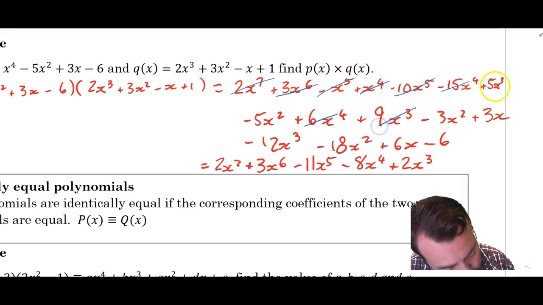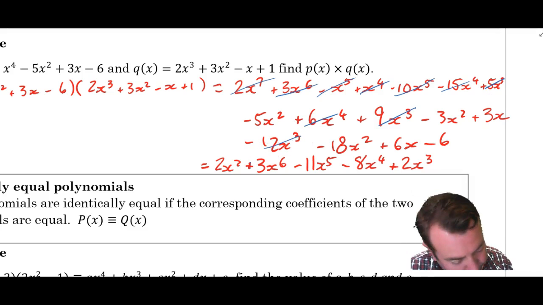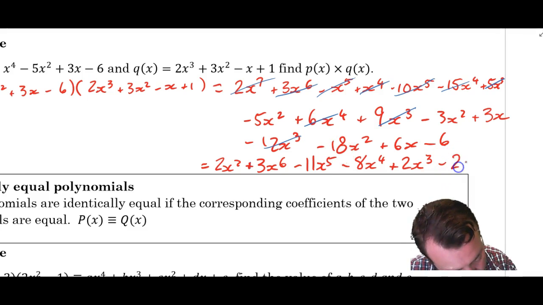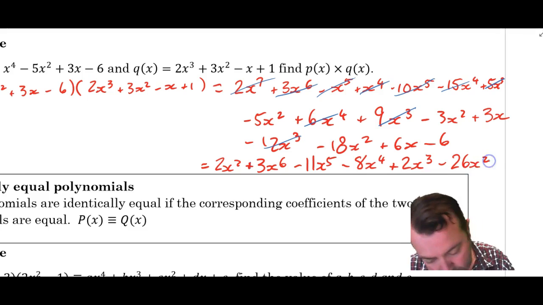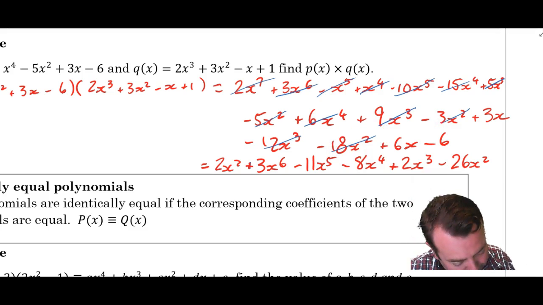We've got rid of those ones. Now for my squares, I have negative 5 minus 3 is negative 8. Minus 8 minus 18 is negative 26. 26x squared. Don't worry, you don't have to do this very frequently. I hope I got all of them there.